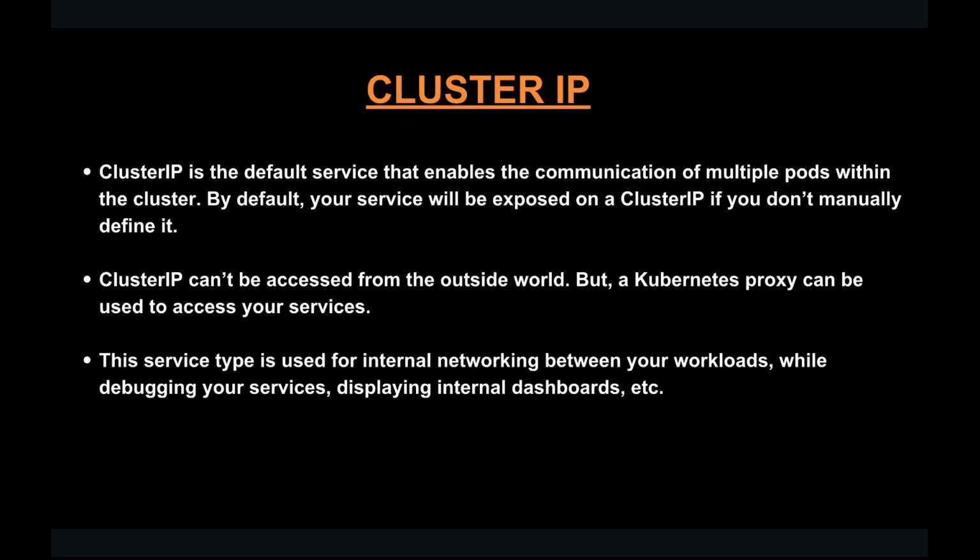That's it. But there is a way you can expose your cluster IP service on your local machine, and that is by running the kubectl proxy command. The kubectl proxy command will give you access on the browser, so you can browse your application using your localhost. This type of service is used for internal networking between your workloads, while debugging your service, displaying internal dashboards, etc. This is useful when you want internal communication between your application and no external traffic should come to your pods. That's where cluster IP comes handy.